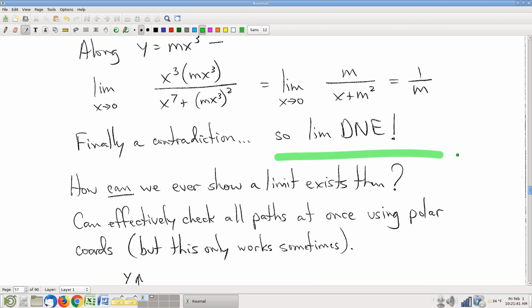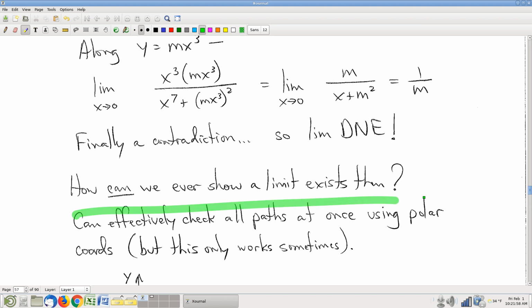So that, in a very large number of circumstances, will allow you to conclude that a limit does not exist. Unfortunately, failure to find such a contradiction doesn't prove anything. As I like to say, it might just mean that you're bad at this game of finding such curves, right? Just because you personally can't find a contradiction doesn't mean there isn't one out there somewhere, right? So the looming question: how can you ever show that a limit actually does exist?